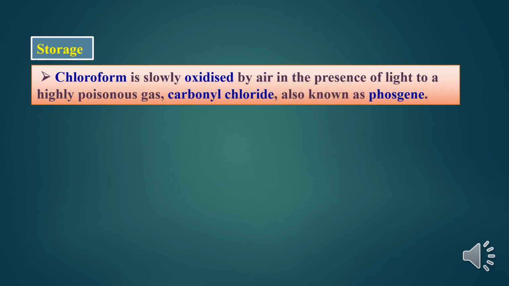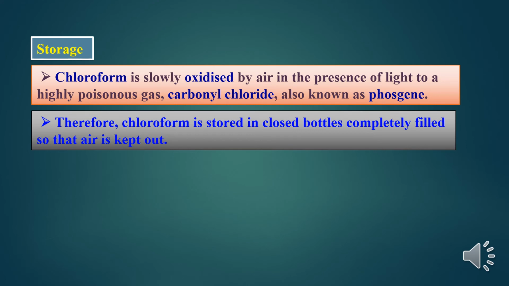Chloroform is slowly oxidized by air in the presence of light to a highly poisonous gas, carbonyl chloride, also called phosgene, ClCOCl. When it is exposed to air, it will form carbonyl chloride. Therefore, chloroform is stored in closed bottles completely filled so that air is kept out. You can see the reaction here: CHCl3 is chloroform; when it reacts with air or oxygen, it forms phosgene, COCl2. One mark important: write the formula of phosgene.